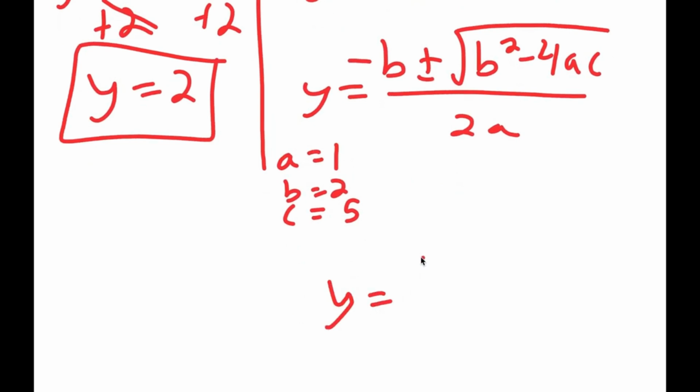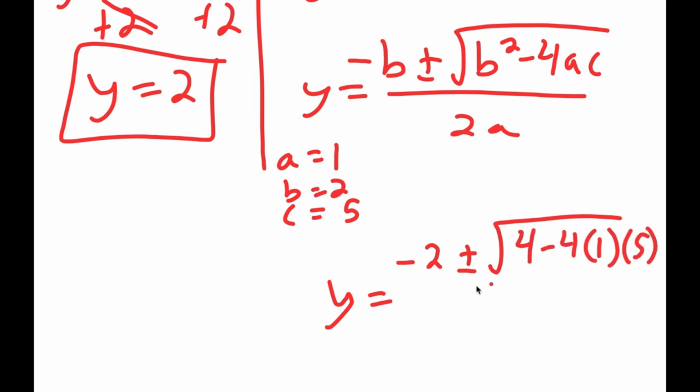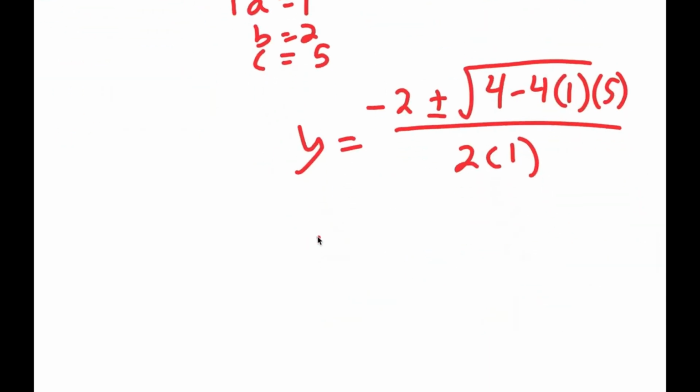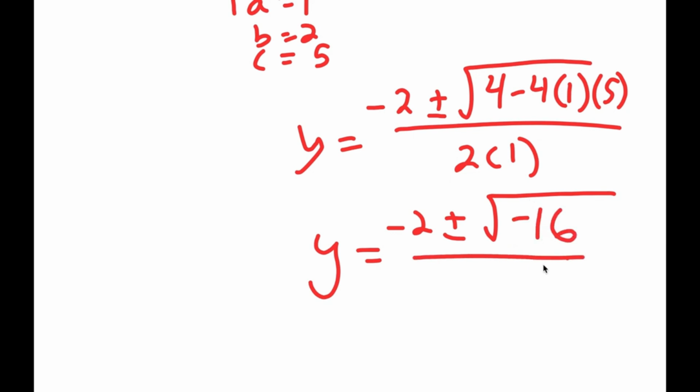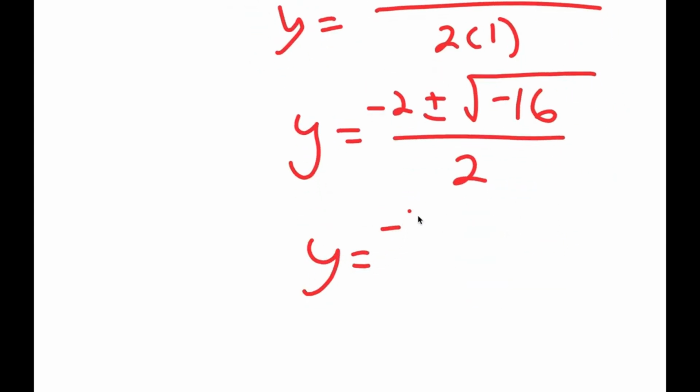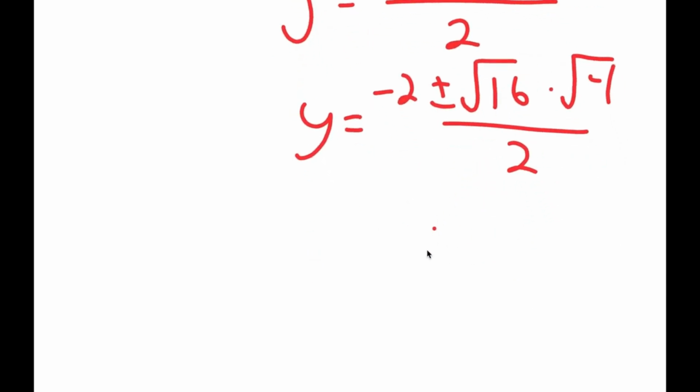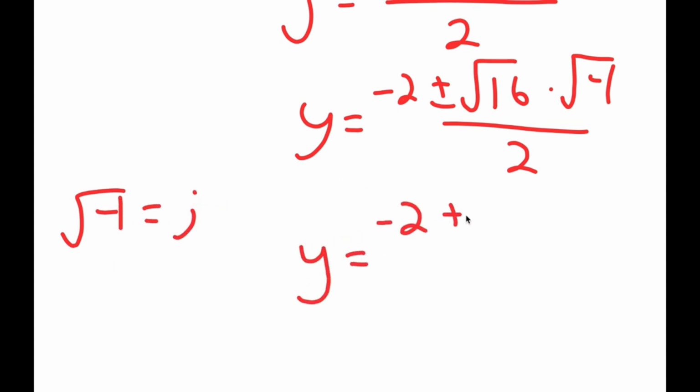So I get y is equal to negative 2 plus or minus the square root of b squared, which is 2 squared, which is 4, minus 4 times a, which is 1, times c, which is 5, all over 2a, so 2 times 1. And this is equal to negative 2 plus or minus the square root of 4 minus 4 times 5, which is 4 minus 20, which is negative 16, over 2, which is equal to negative 2 plus or minus the square root of 16 times the square root of negative 1 over 2. And the square root of negative 1, if you already know, is the same thing as i. So the square root of negative 1 is equal to the imaginary number i. So this is equal to negative 2 plus or minus the square root of 16 times i over 2.